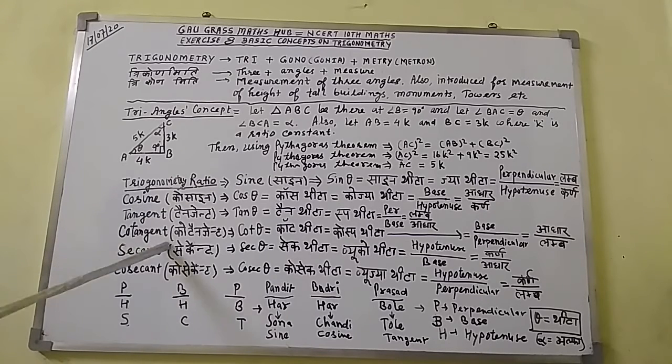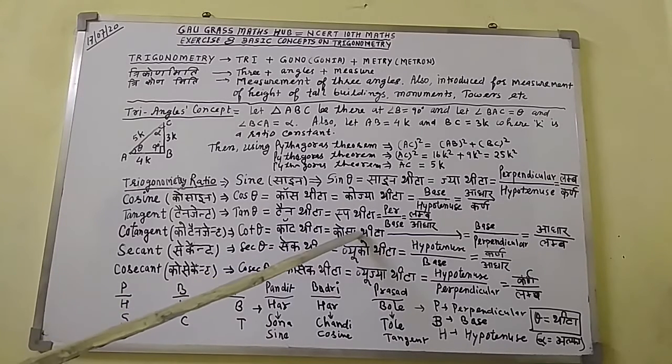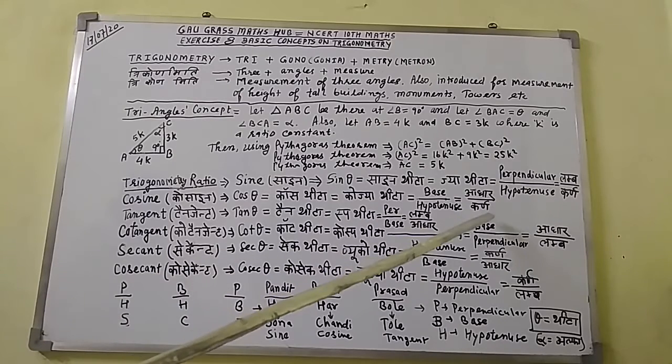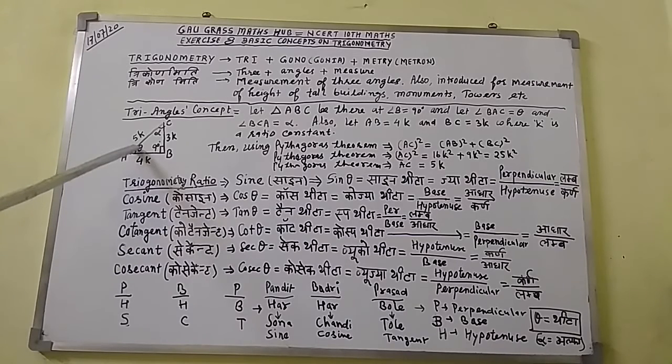Now come out to cotangent. Here written cot theta. Cot theta I am going to explain here. Cot theta in Hindi you can say cos theta. Cos theta is just opposite to tan theta. You can see here, cot theta is equal to base upon perpendicular. With respect to angle theta, base will be AB and perpendicular will be BC. That's why it is written here base upon perpendicular, adhar bata lamb. This is known as cot theta.